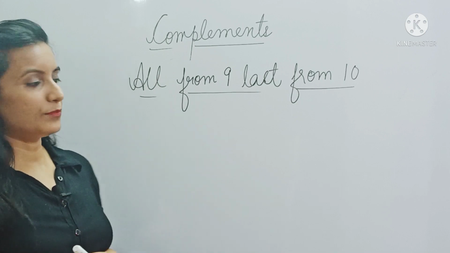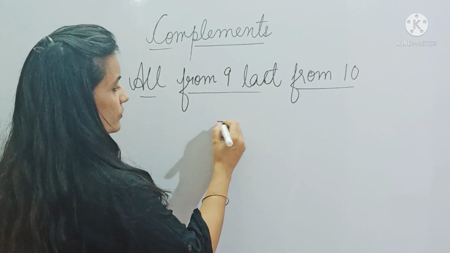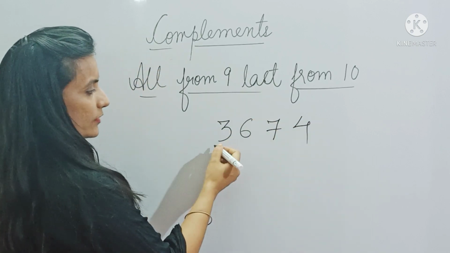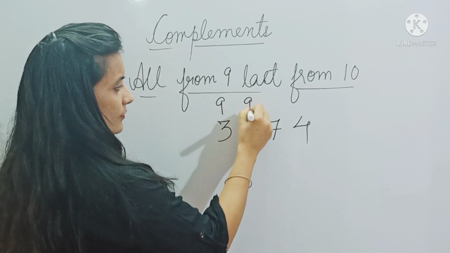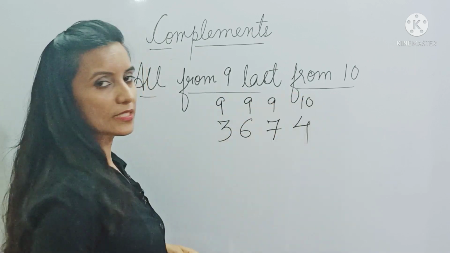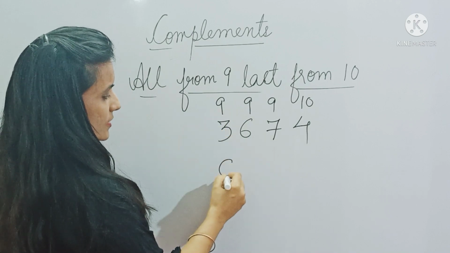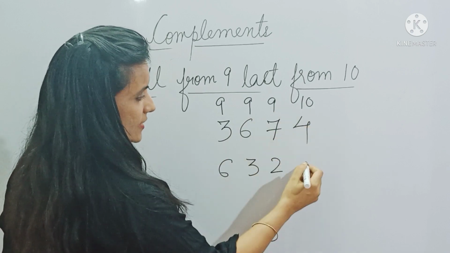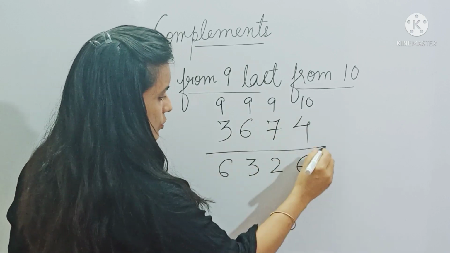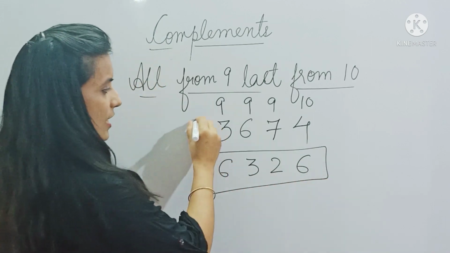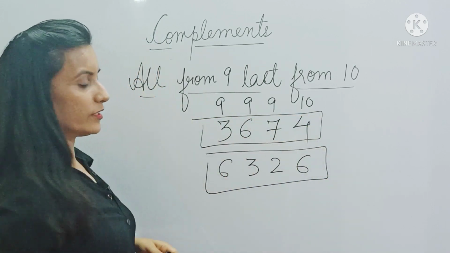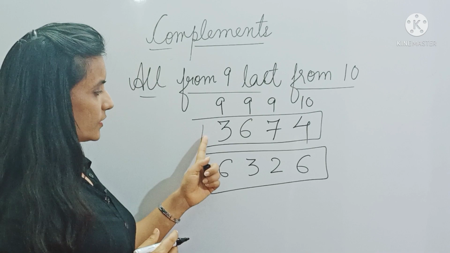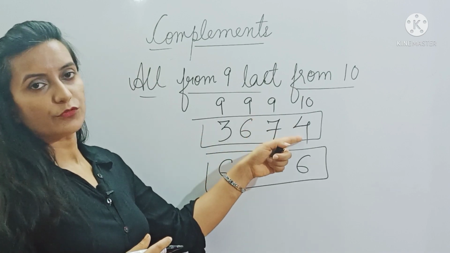So let's take one example. Let's say we have to find the complement of 3674. So you have to subtract all these digits from 9 and the last digit from 10. So 9 minus 3 is 6, 9 minus 6 is 3, 9 minus 7 is 2 and 10 minus 4 is 6. So 6326 and 3674 are complements of each other. So you have to subtract all the digits from 9 and the last from 10.